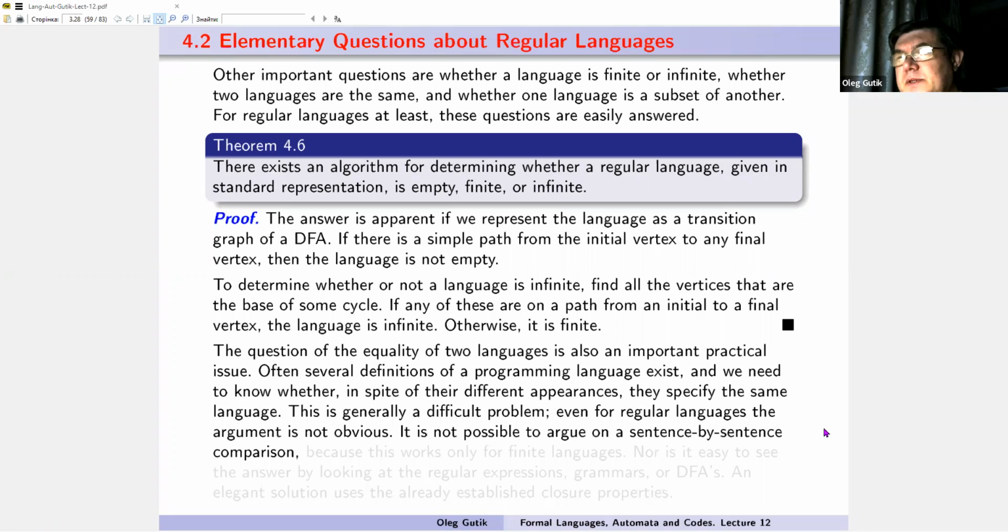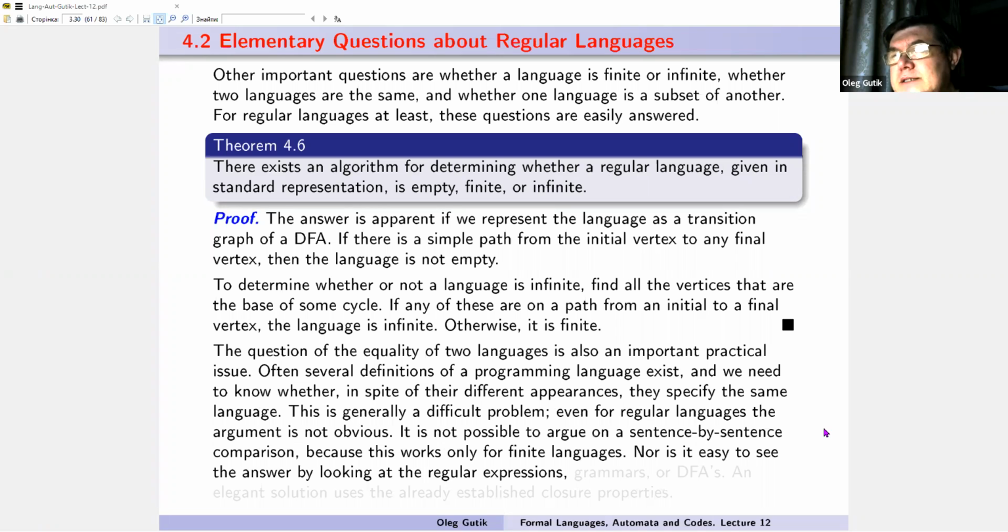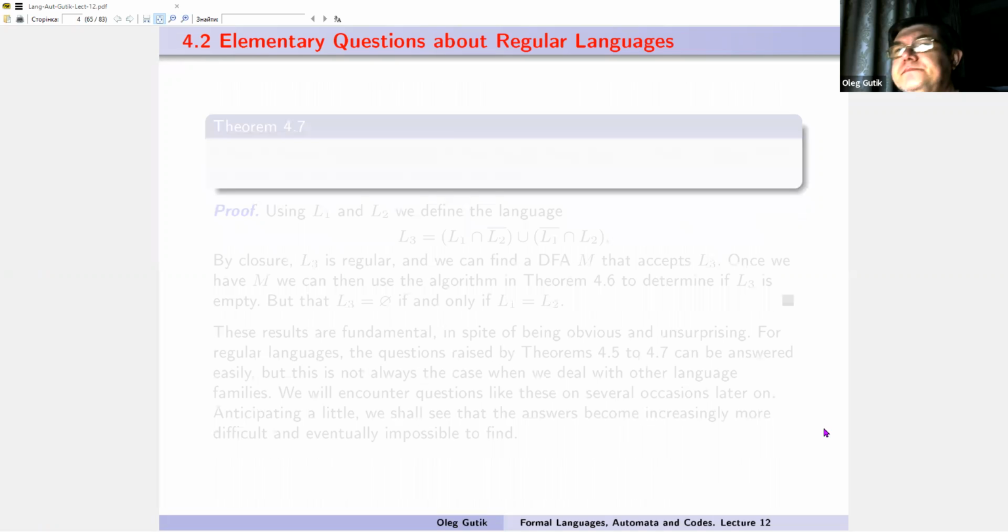It is not possible to agree on a sentence-by-sentence comparison. This works only for finite languages. Nor is it easy to see the answer by looking at the regular expressions, grammars, or deterministic finite acceptors. An elegant solution uses the already established closure properties.